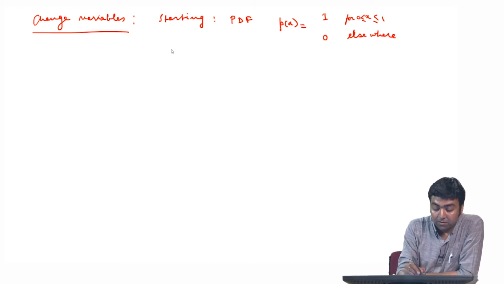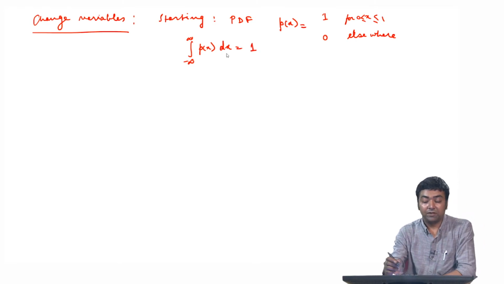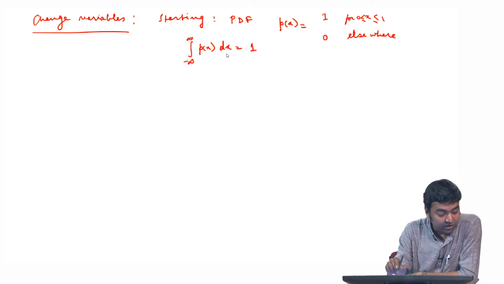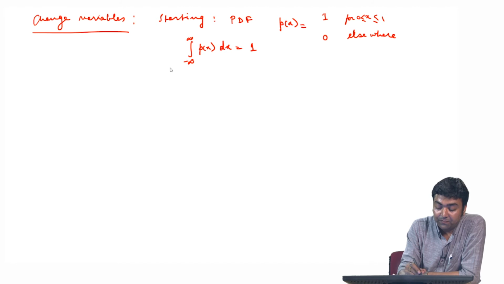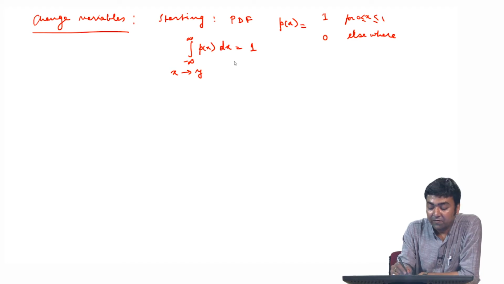And also the following normalization condition is satisfied by this probability function: if you integrate it over the whole range, you will get 1. So, this we now need to transform. Basically we need to transform x to some variable y. What is the general method? We will use the idea of conservation of probability.